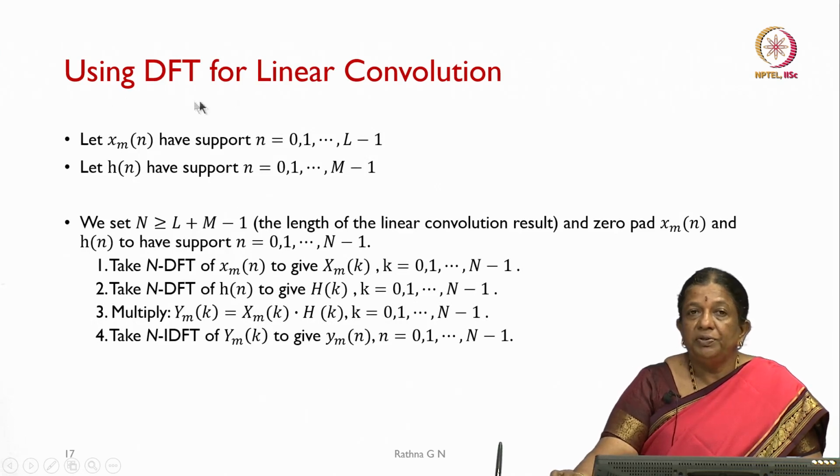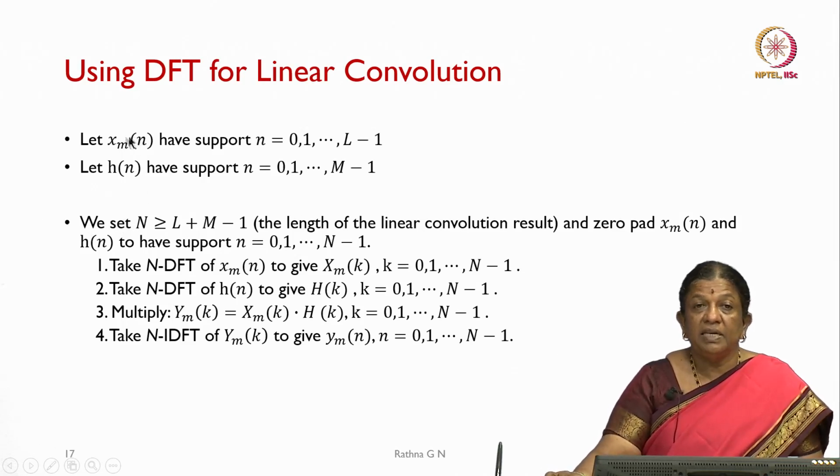So, how are we going to use the DFT for linear convolution? First, we take x_m of n, which has the length 0 to L minus 1, and h of n is the other signal, which has the support n equal to 0 to M minus 1. In this case, one of them is the signal, h of n.